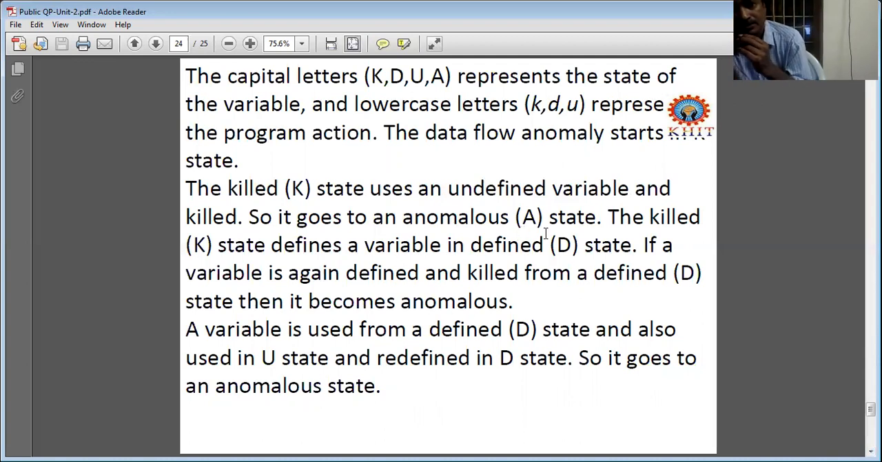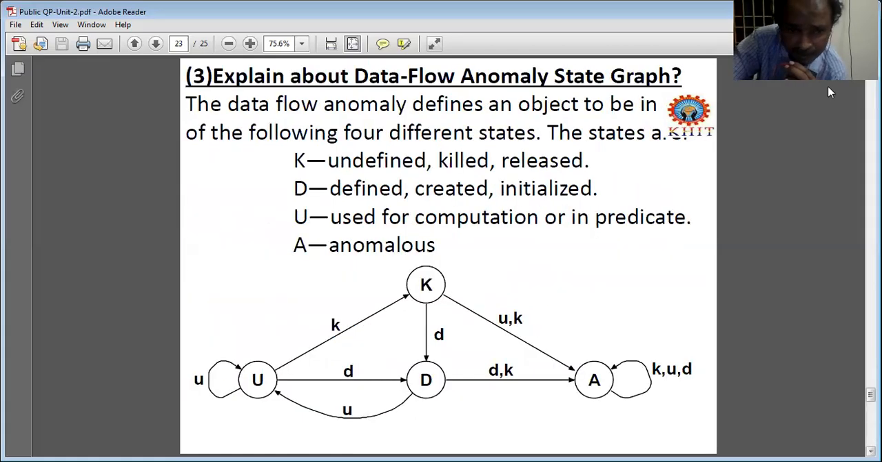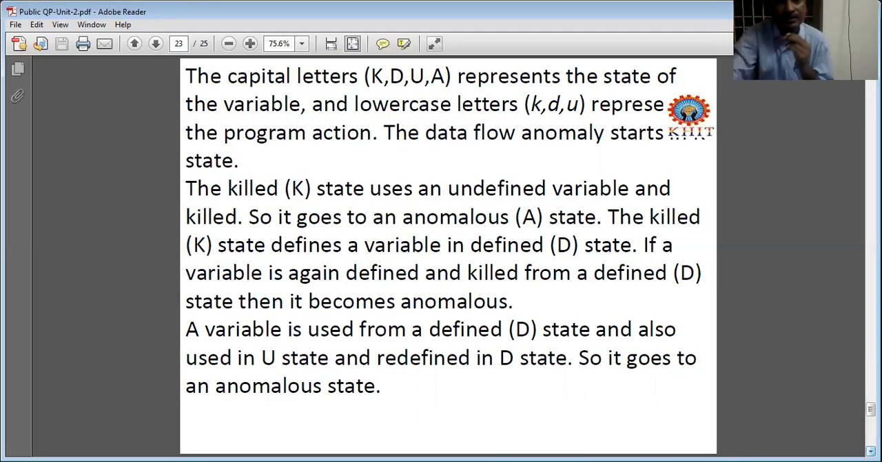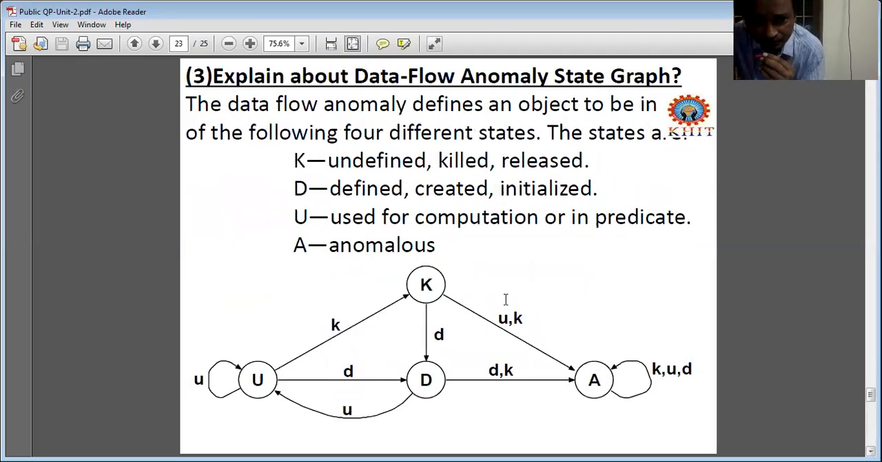The anomalous state. So it goes to the anomalous state. The killed state defines a variable in the D state, and enters into D. So from K it can enter either D, or from K it can enter into anomalous. The K state, that is the killed state, uses an undefined variable and killed, so it goes to anomalous. Undefined variable U and killed, then it goes to the A state.